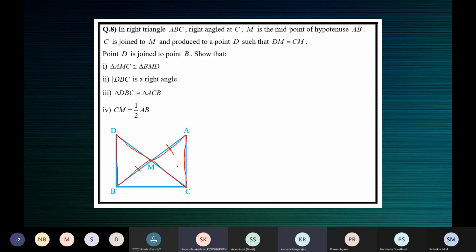AC is equal to BD. Reason. Please have the reason before you say something, children. Either it should be given as parallel lines. Okay, see, I got two parallel lines.